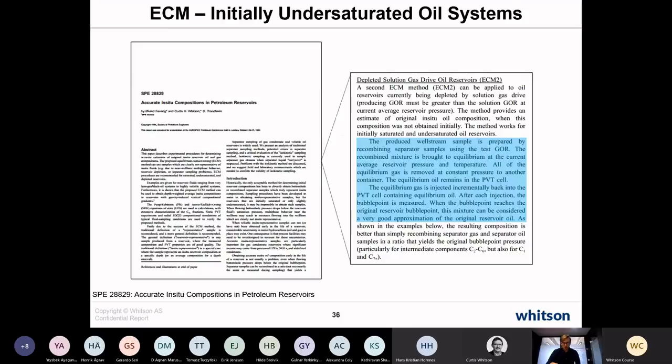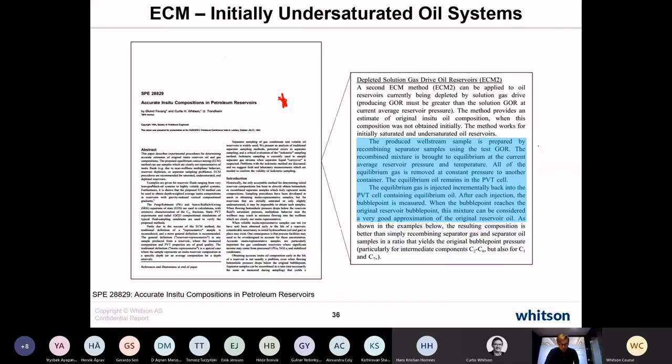Yeah, and this is just talking about this case. So again, this paper right here, Accurate in situ compositions in petroleum reservoirs, is the go-to paper on this technology. Again, by Øyvind Fevang in Equinor there and Curtis. And this is just a snippet from the discussion on depleted solution gas drive oil reservoirs.